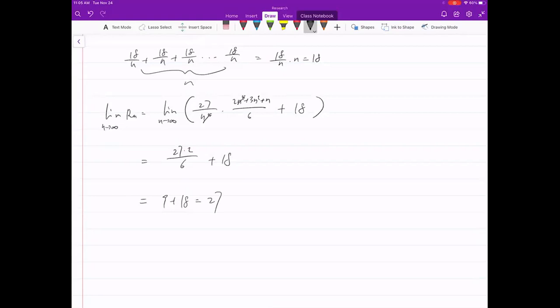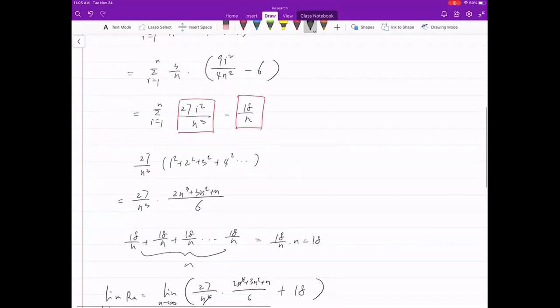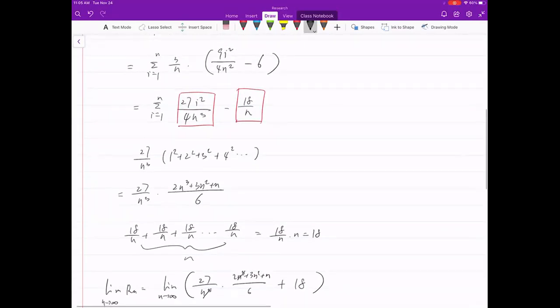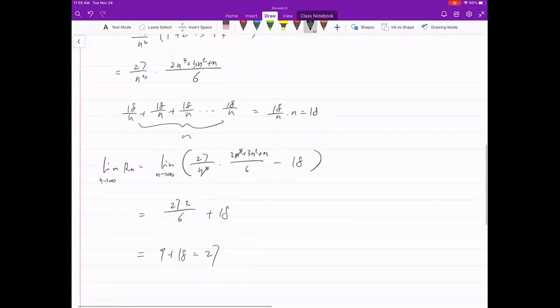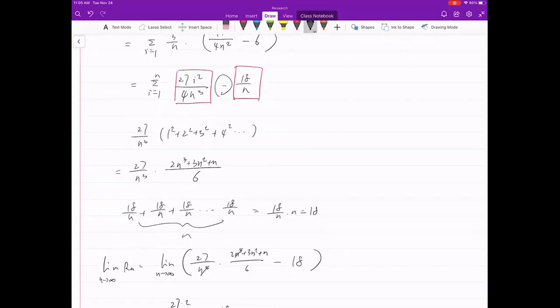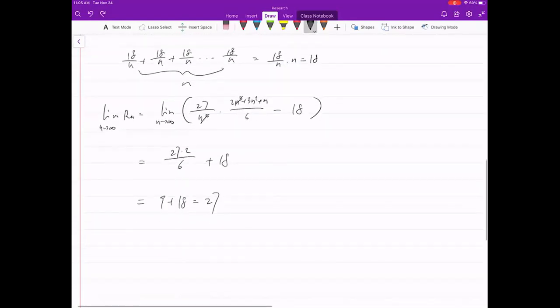Did I make a mistake somewhere? Maybe. What did I miss? I missed a 4. And this should be a minus, because this is minus. I copied the wrong thing. Okay, so if I have a 4, that's going to be different. That's going to be 9 over 4 minus 18.